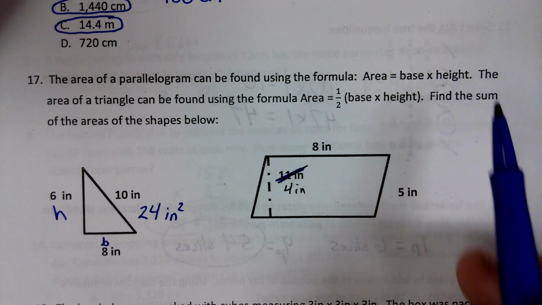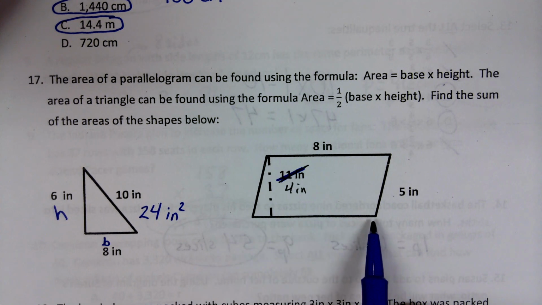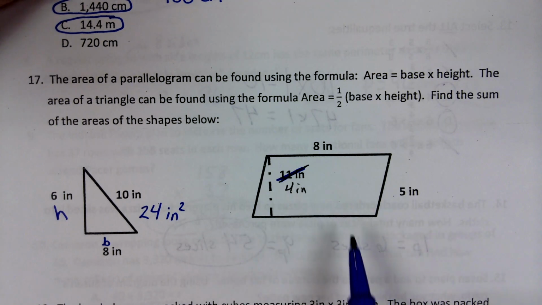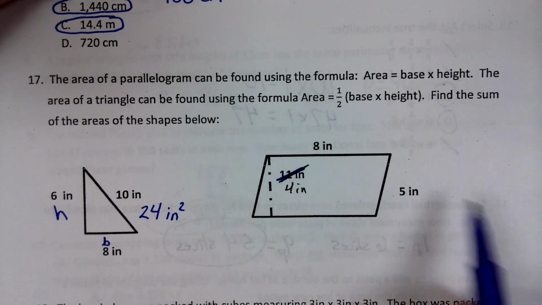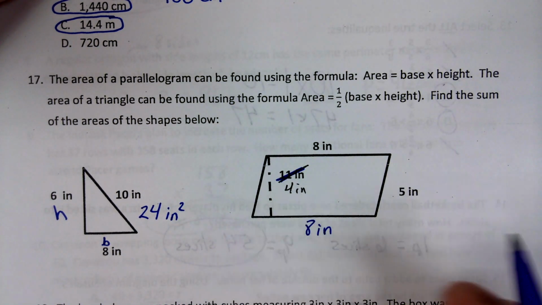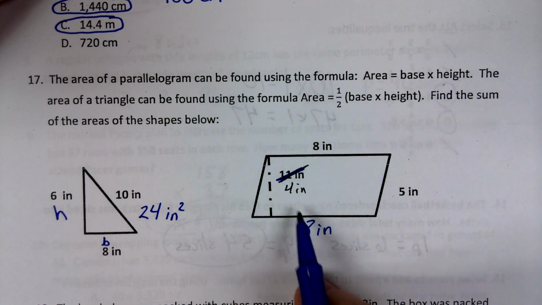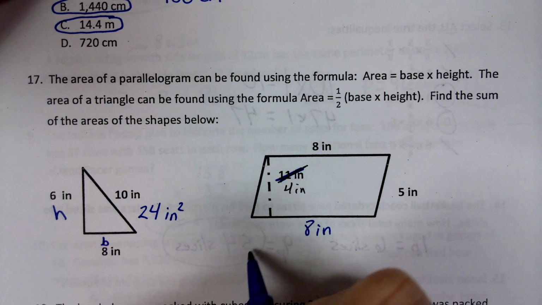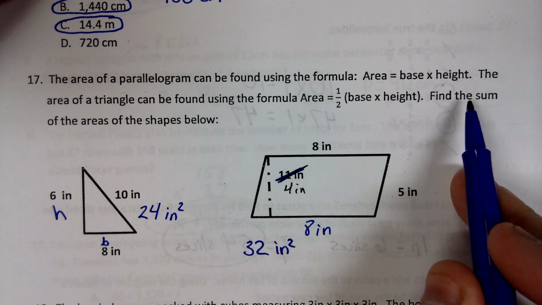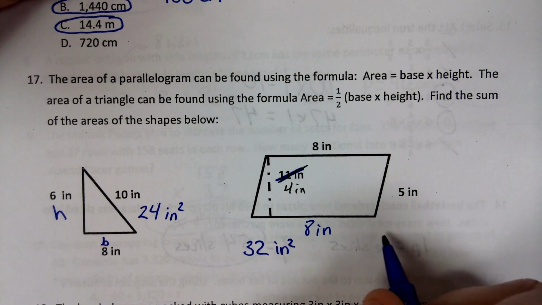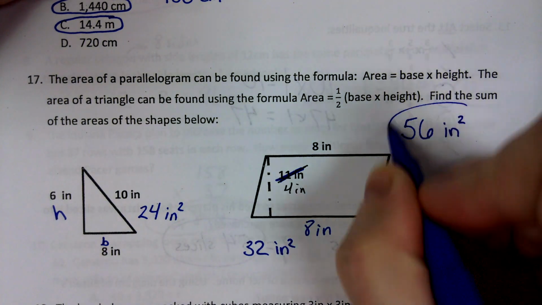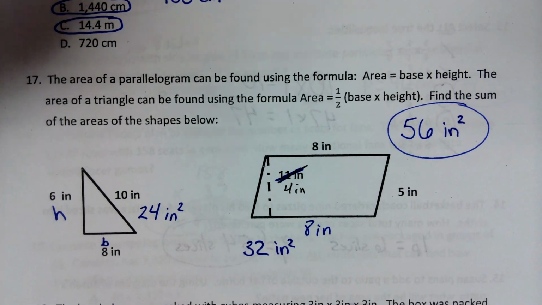It's just base times height. Now, some people got thrown off like, oh my gosh, they didn't give me the base. How am I supposed to find that? Well, a parallelogram is just kind of a leaning rectangle. So just like in a rectangle, the top and bottom are congruent and the left and right are congruent, same thing in a parallelogram. So that base down here is also going to be 8 inches times the 4 inches, base times height. So 8 times 4 gets us an area of 32 square inches, but it did say find the sum. So when we add those together, 24 plus 32, that gets us our final answer of 56 square inches. And now we move on to number 18.